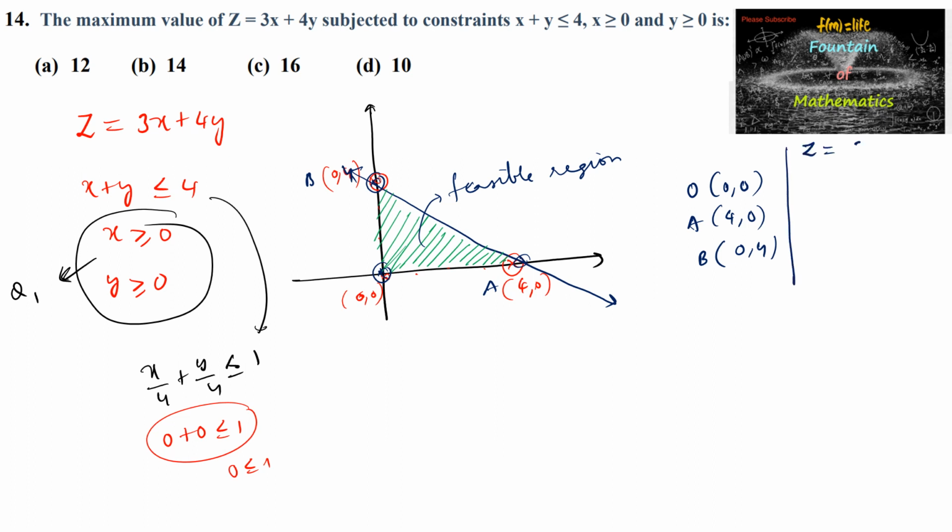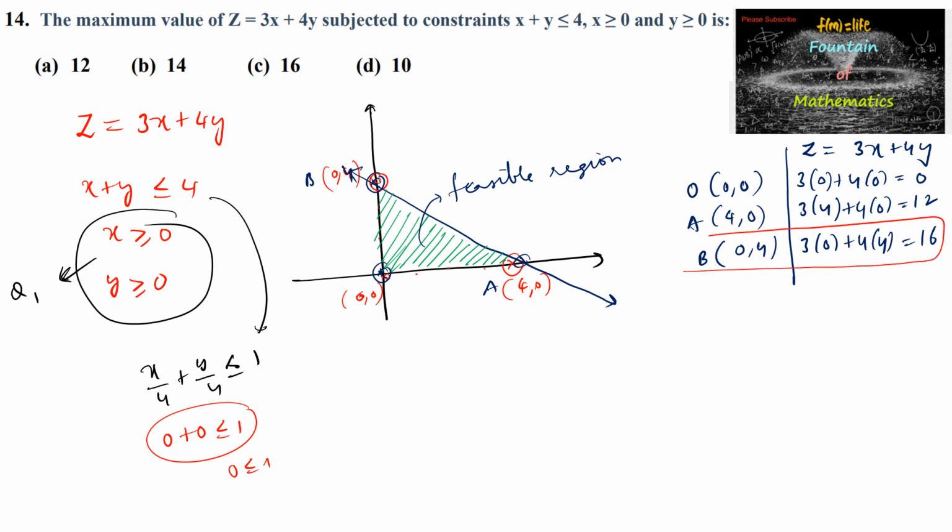Let us substitute in the profit function z is equal to 3x plus 4y. So here we'll get 3 into 0 plus 4 into 0, which is equal to 0, and here 3 into 4 plus 4 into 0, which is 12, and 3 into 0 plus 4 into 4, which is 16. So here we can find that at the point B it gives the maximum value, and at the origin 0 comma 0 it gives the minimum value. So the maximum value of z is at the point 0 comma 4 and the maximum value is 16. So we can go with option C.